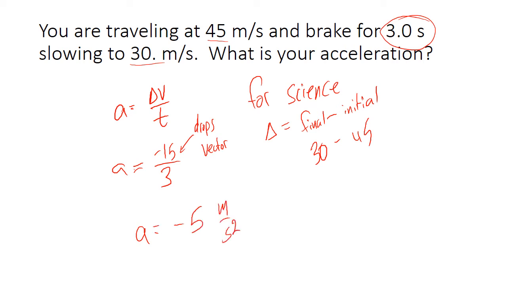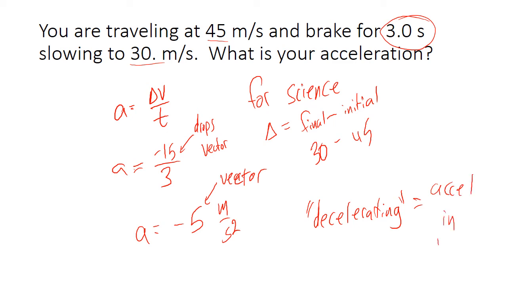Now, you will notice that your acceleration is negative. It can be negative because it is also a vector, because it also has a direction. You can be accelerating one way or the other way. In this case, because it's negative, this means you're decelerating. All right? Decelerating just means you're accelerating in the negative direction.